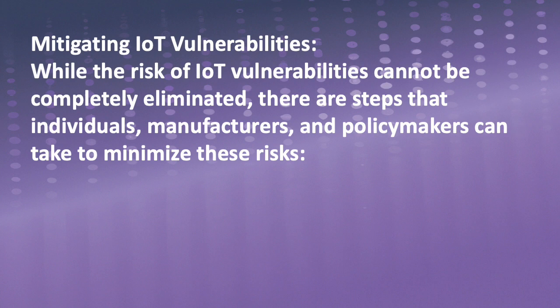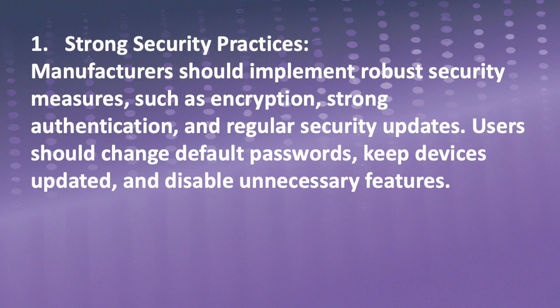Mitigating IoT vulnerabilities. While the risk of IoT vulnerabilities cannot be completely eliminated, there are steps that individuals, manufacturers, and policymakers can take to minimize these risks. 1. Strong security practices. Manufacturers should implement robust security measures, such as encryption, strong authentication, and regular security updates. Users should change default passwords, keep devices updated, and disable unnecessary features.